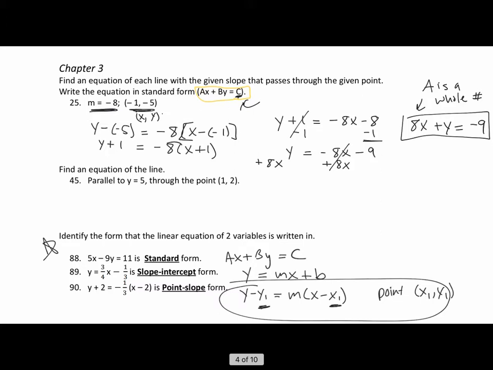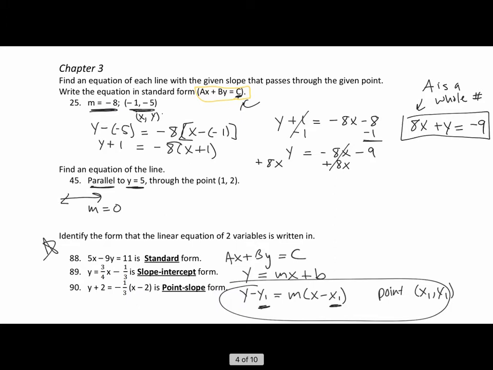Then for 45, find an equation of a line that's parallel to y equals 5, and it goes through this point, 1, 2. So it's important to remember what parallel means, and parallel means that the two lines have the same slope. So what's the slope of this line? It's a horizontal line, y equals 5. And therefore the slope is 0. There is no rise, so 0 divided by anything is 0. That's the slope for a horizontal line.